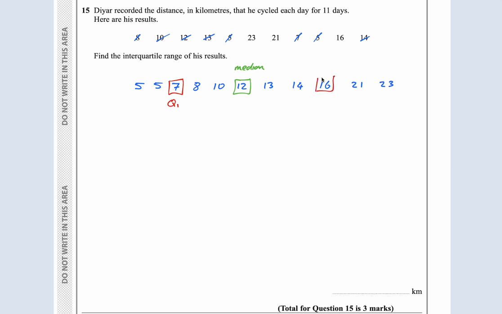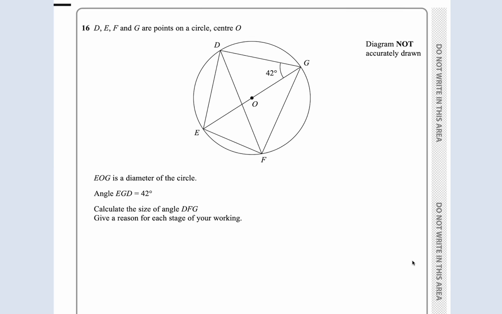Similarly, 16 is in the middle of these 5, so this is Q3. So the interquartile range, or IQR, is 16 minus 7, which is equal to 9. So the interquartile range is 9 kilometers. That's it.